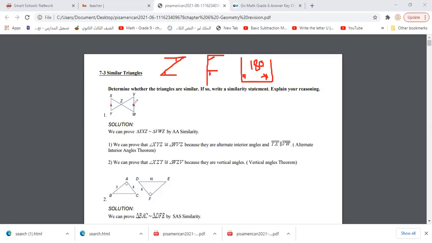So in this question, which letter can you see? Z. Letter Z. It will then be alternate. Very good. Then angle V will be equal with Y.